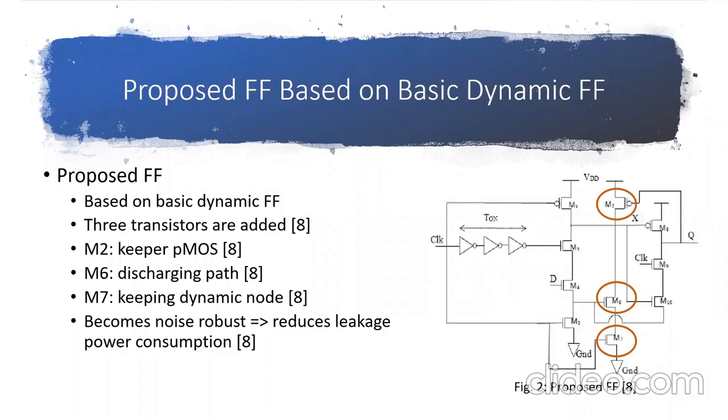Meher and Mahapatra propose a new design, which is based on the dynamic flip-flop presented in the previous slide. 3 transistors are added to the basic flip-flop. I have circled the new transistors added to the circuit. Starting from the top, M2 is a keeper PMOS. M6 acts as a discharging path. Lastly, M7 is a stack for the second path to keep the dynamic node. This proposed flip-flop becomes noise robust, which helps reduce leakage power consumption.